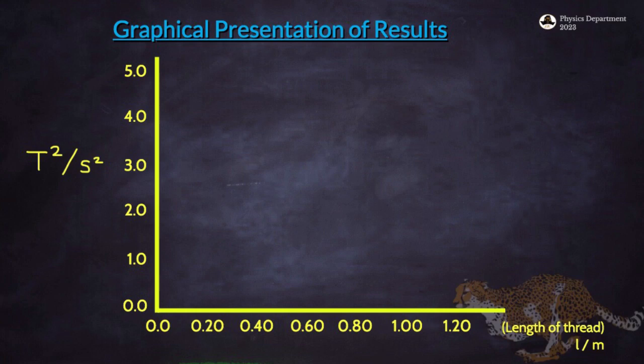And we're going to have a horizontal axis, which is the length of the string or thread or rod in meters, the length in meters, L. And then we have t squared, which is the period squared in seconds squared, as the vertical axis. And as you can see, the values are the same as what you are seeing in the table of results, if you go back to the table of results.